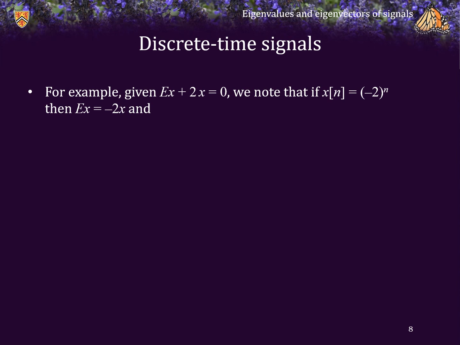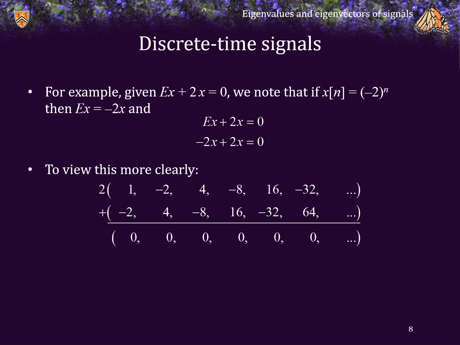For example, given this equation, the advance operator applied to x plus twice x is equal to 0, in which case we note that if the signal is defined as negative 2 to the n, then the advance operator applied to this signal is indeed negative 2 times the signal. And thus, we get that the advance operator applied to this signal plus twice this signal is essentially negative twice the signal plus twice the signal, which is equal to 0.